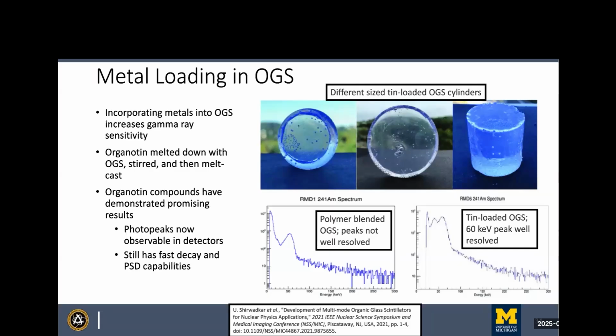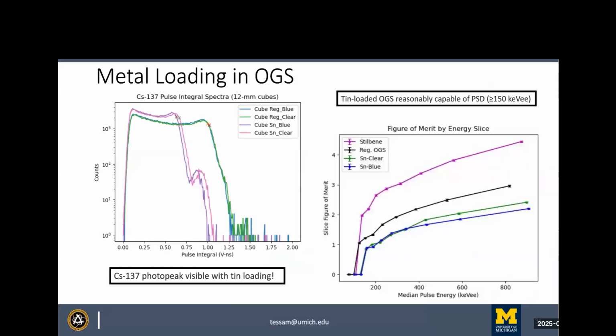The organotin compounds have demonstrated some promising results. Most importantly, because of the metal loading, photo peaks are now observable in organic detectors where they weren't before, and it doesn't really compromise fast decay and PSD capabilities. Some of RMD's results are in the picture on the bottom. In the picture on the left, the OGS is blended with a polymer and the peaks are not well resolved, whereas in the picture on the bottom right, the 60 keV peak from americium-241 is well resolved in the tin-loaded glass.